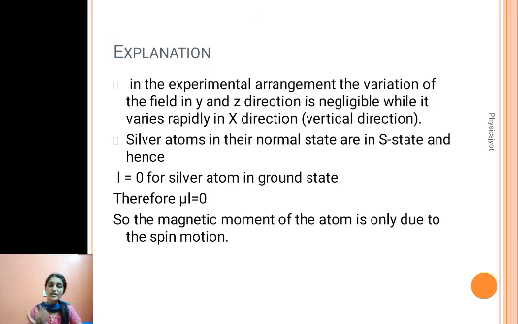Now why are we choosing silver atoms? Silver atoms in the ground state are in the s state, and for silver atoms L is 0. As L is 0 for a silver atom in the ground state, therefore the orbital magnetic moment is also 0.